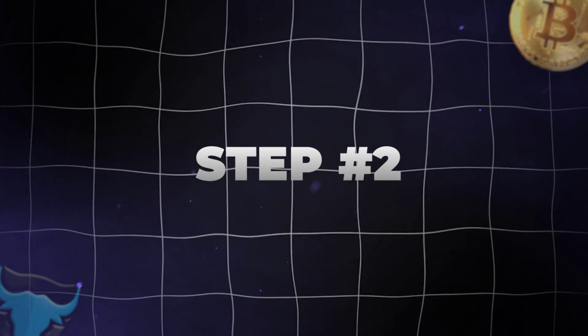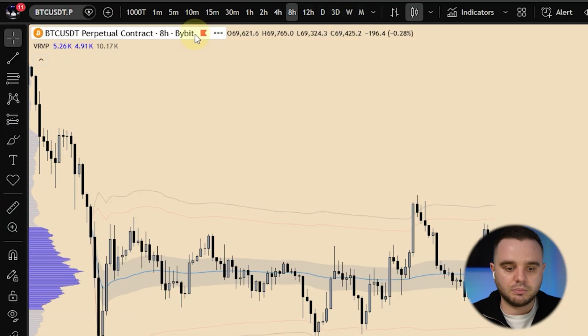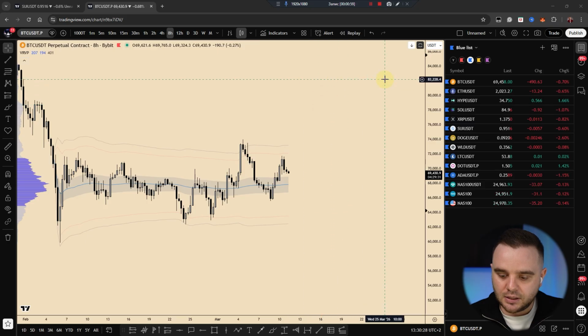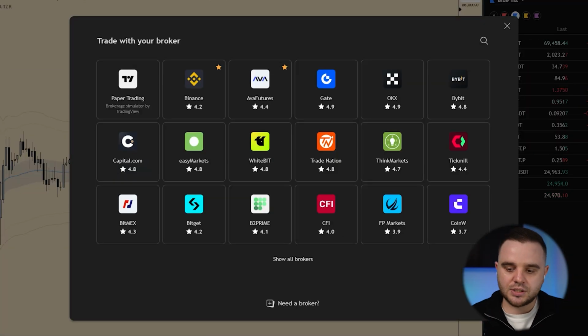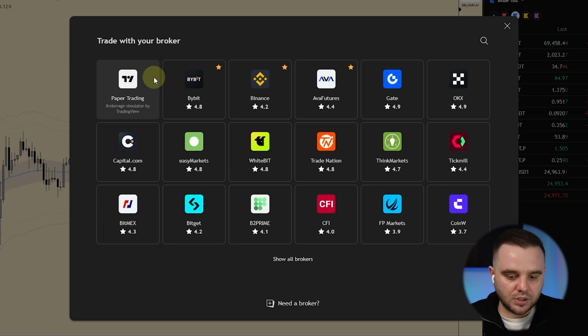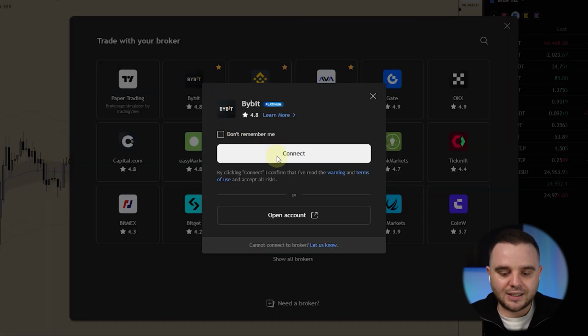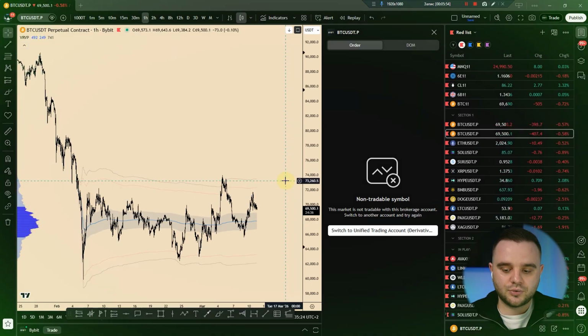After that, when you open it, you need to open a chart on TradingView. For example, we open the Bitcoin Bybit chart. After that, here there would be a button, Trade. Press Trade, and here, as you can see, is a menu with exchanges. We have paper trading, we have Bybit, and you press Bybit. After that, as you can see, you can connect it. As you can see, I connected my Bybit account to TradingView.